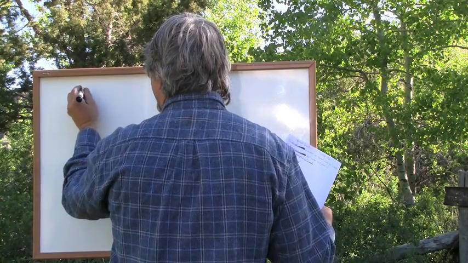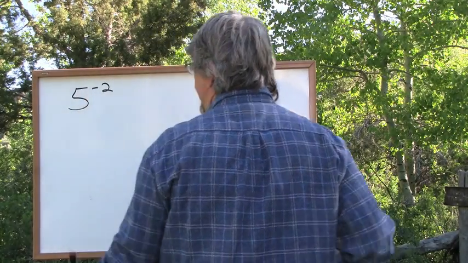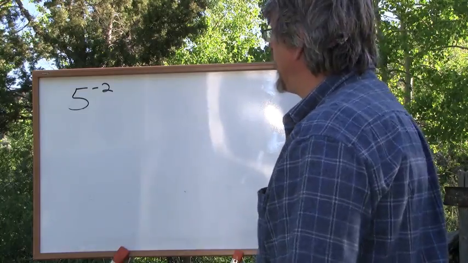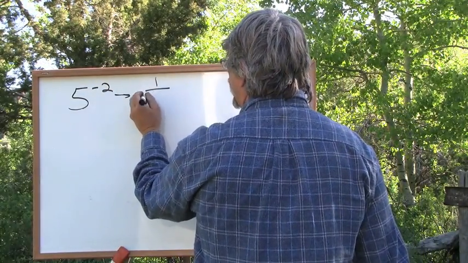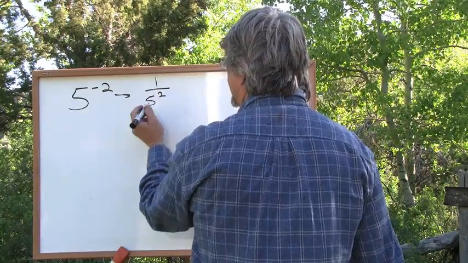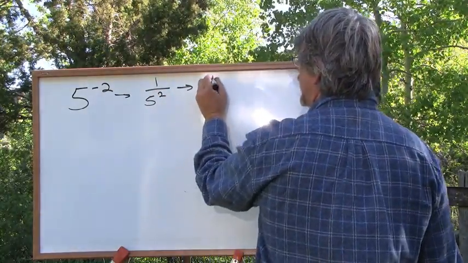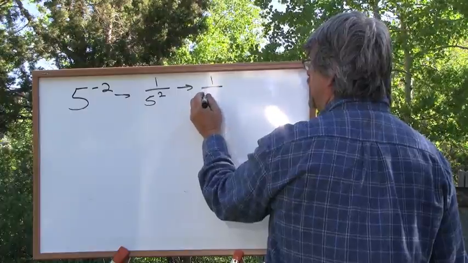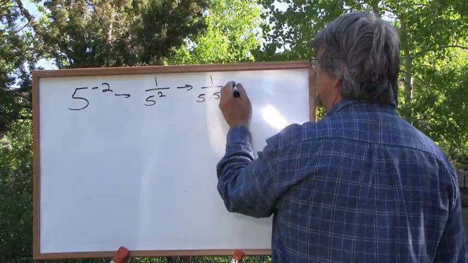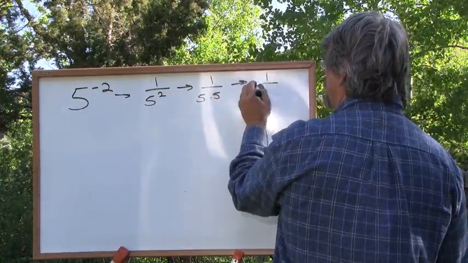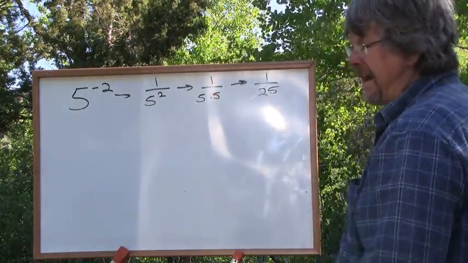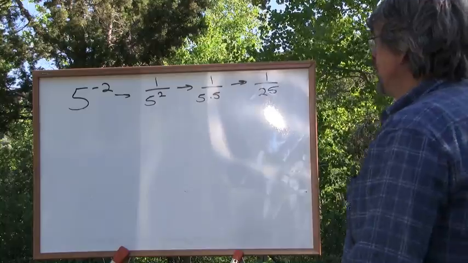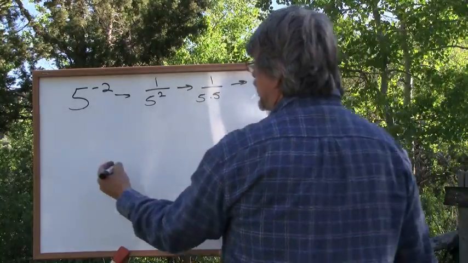What if we're given 5 to the negative 2? Let's work this thing all the way out. We know automatically that this is going to be 1 over 5 squared. And we know this means this is 1 over 5 times 5, so that we know this is 1/25. It's that simple.